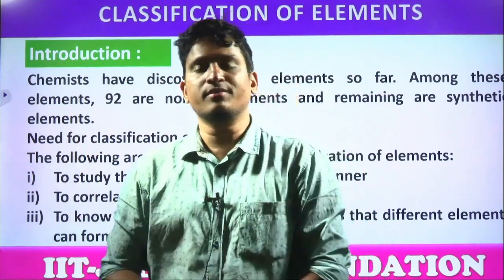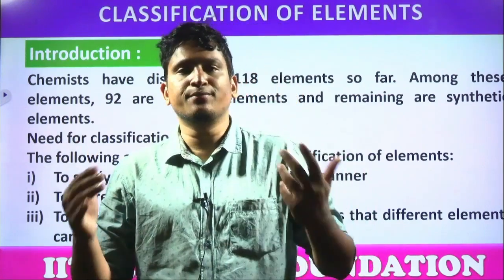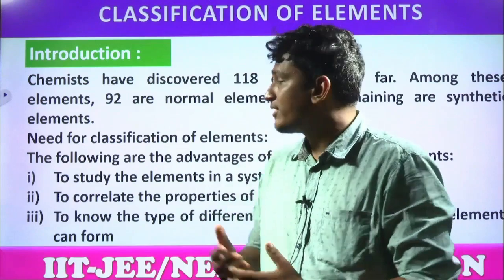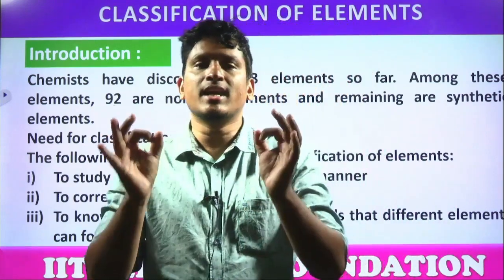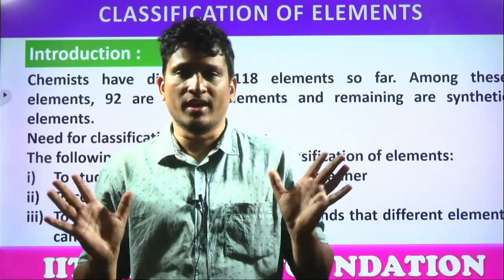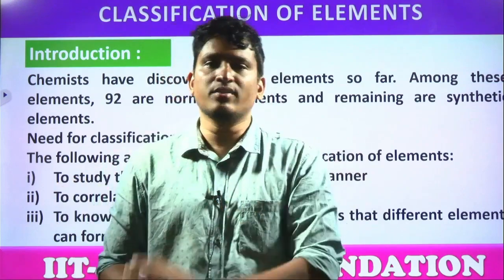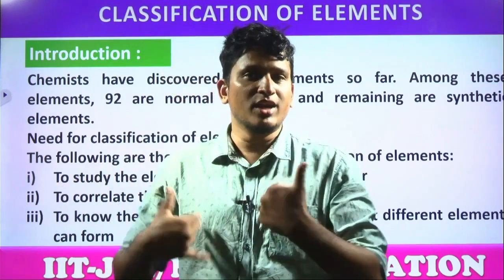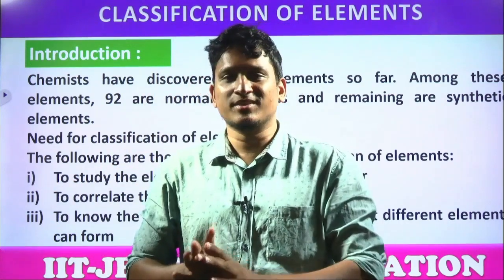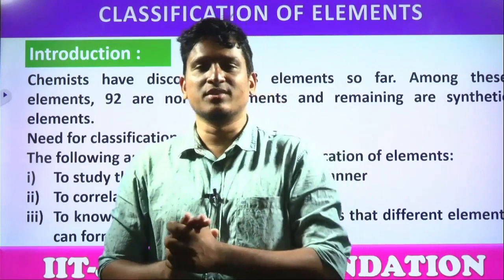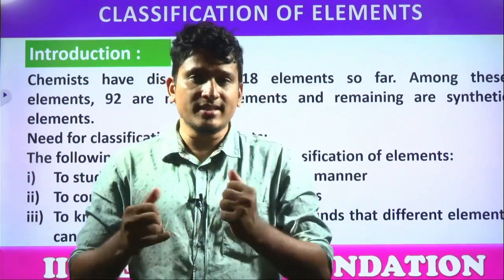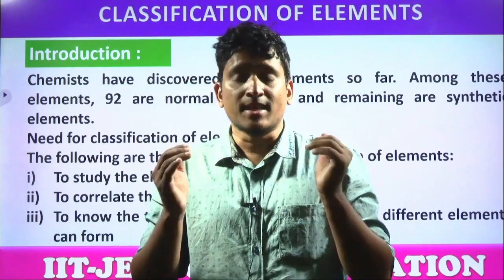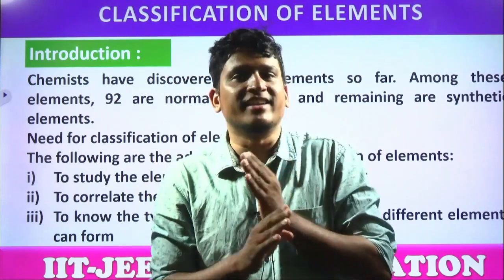Like that, how many elements do we have? Including naturally found and artificially synthesized, we have almost 118 elements. Okay, all the atoms are classified into elements. But again, why do we need to classify the elements? Right, the reason is, students, in these elements, some elements show similarities.